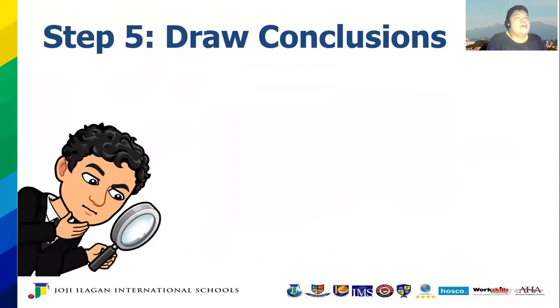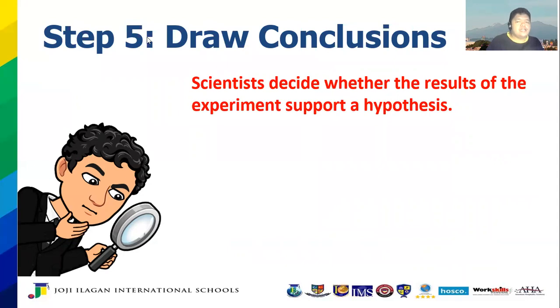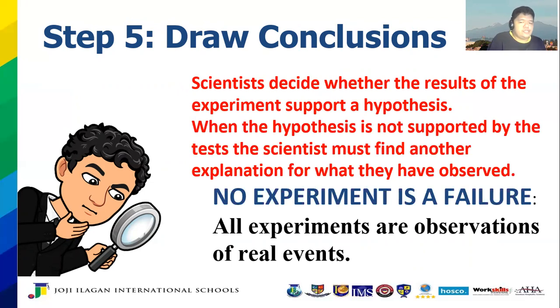And this is where you will have to draw your conclusions. After you processed your data, after you did your statistical treatments, or you've done your, say, thematic analysis if it's qualitative, what conclusions will you undertake? So scientists decide whether the results of the experiment support the hypothesis or otherwise reject the hypothesis. When the hypothesis is not supported by the test, the scientists must find another explanation from what they have observed.